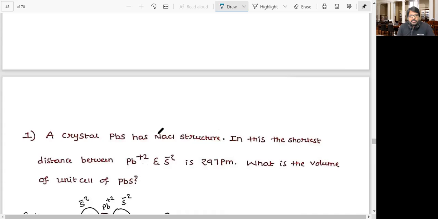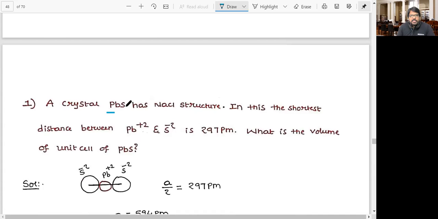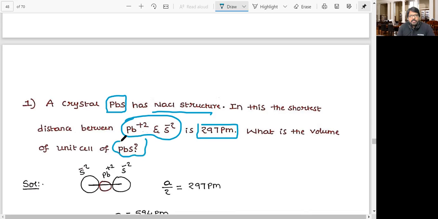Let us discuss some questions here. A crystal, that is PbS, has NaCl structure. In this, the shortest distance between Pb plus 2 and S minus 2 is 297 picometers. What is the volume of that unit cell of PbS?